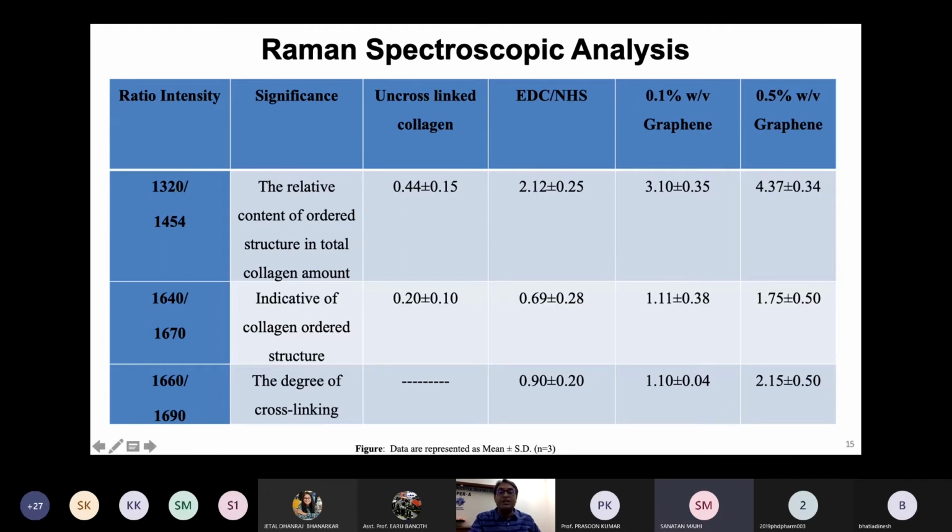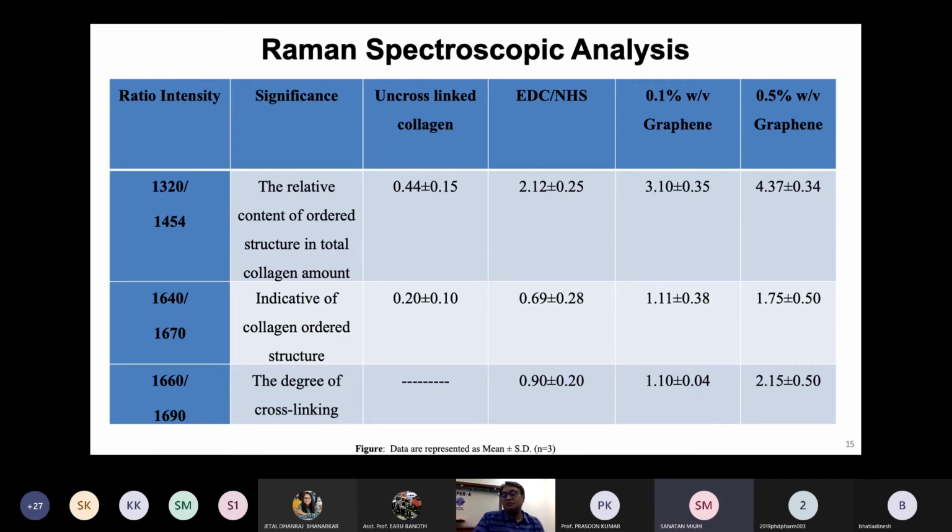And again, we have seen the degree of cross-linking is much better in the case of 0.5% graphene, which further confirms that cross-linking is better. It further indicates that 0.5% is helping the collagen orderliness, and the total ordered structure is much higher in the case of 0.5% graphene. You can do all these by just making ratios of the various intensities at different wavelengths.